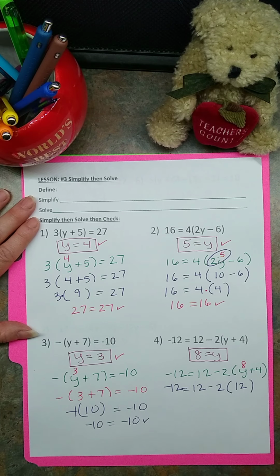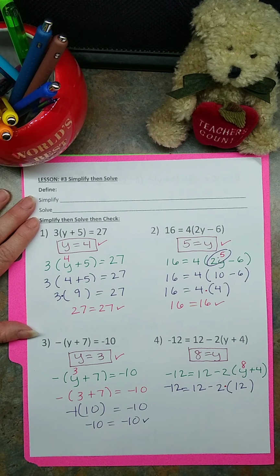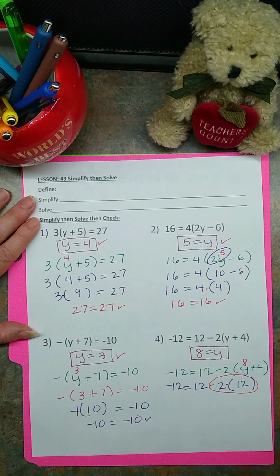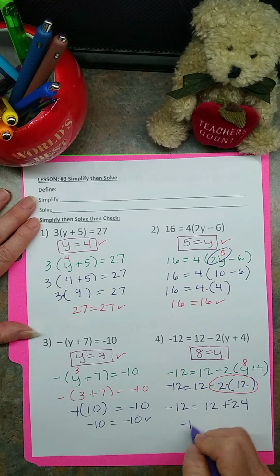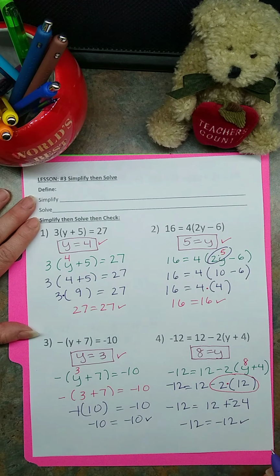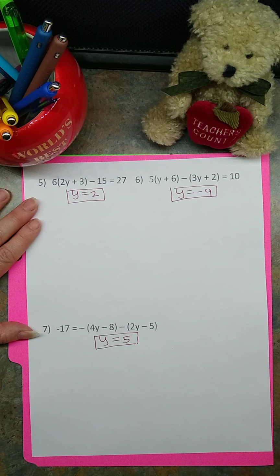Now, do multiplication before you do subtraction. Your multiplication is here, where the 2 is touching the parentheses. I'm going to multiply this, negative 2 times 12. Add a line, change the sign. You get negative 12 is negative 12. And because that checks out, you know that this is the correct answer. Okay, turn the page.